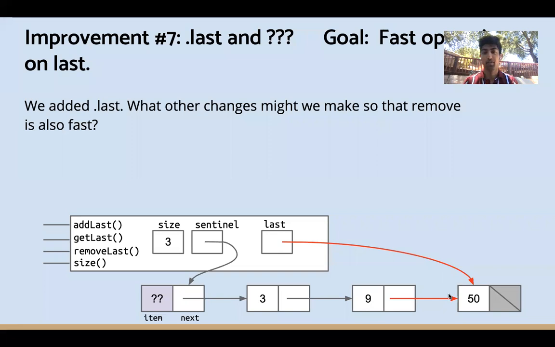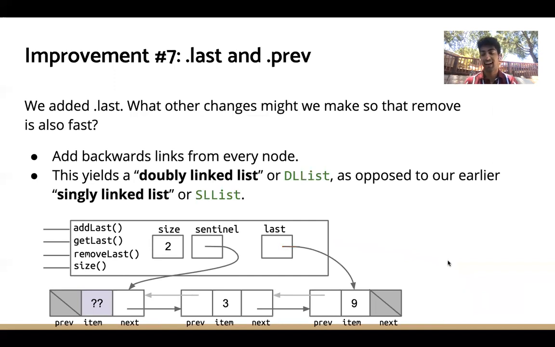Okay, so let's try to make remove also fast. So pause here. Let's try to figure this one out together. Okay, so the idea here, I think it's a crazy cool idea, is we're going to add a backwards link from every node. So usually, if I have some linked list, I iterate forward with a dot next. Now I can also iterate backwards with dot prev.